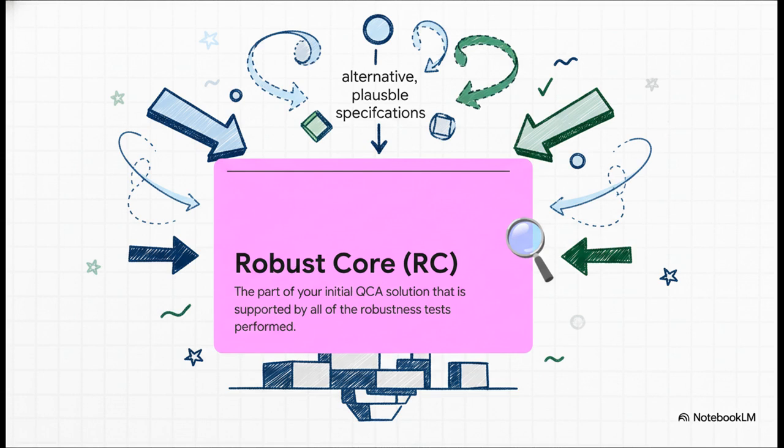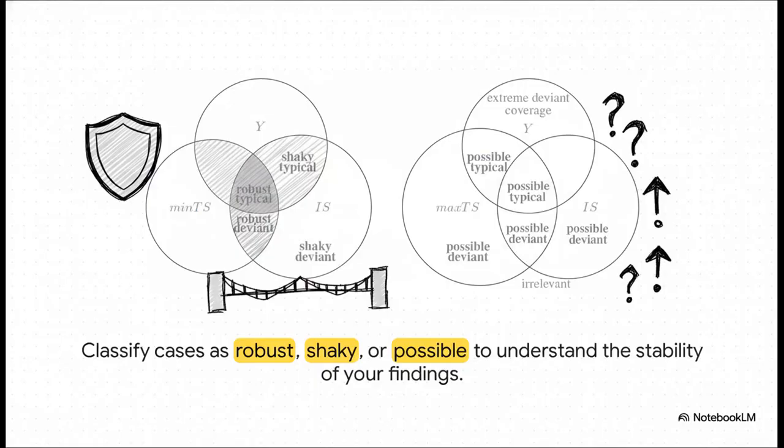It's the piece of your initial solution that stays true no matter which of your alternative, totally plausible models you throw at it. This is the answer to that nagging doubt we all have. This is the part of your argument that is standing on solid rock. And what's great is that this protocol also brings us back to what makes QCA so powerful, the individual cases.